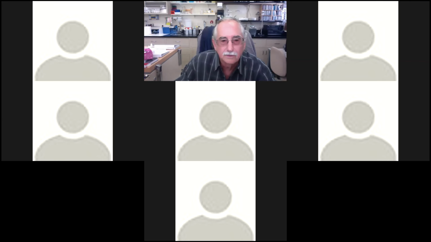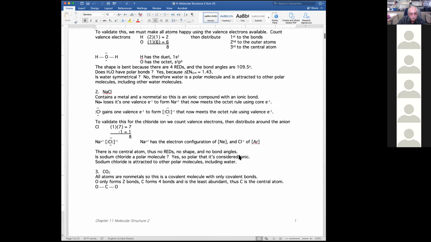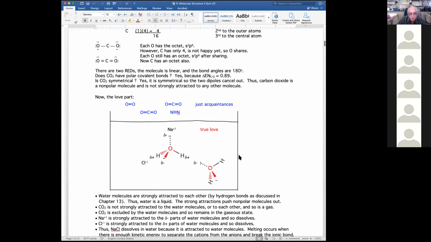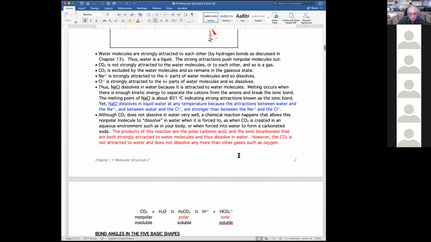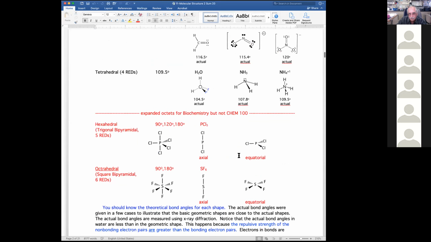Okay, so here's chapter 11. So much of it was review because this really is a difficult concept. So I reviewed the different bond angles. You can see that the actual ones are pretty close to oftentimes the theoretical ones, based upon just the geometric shape. Some of them are exactly like that.